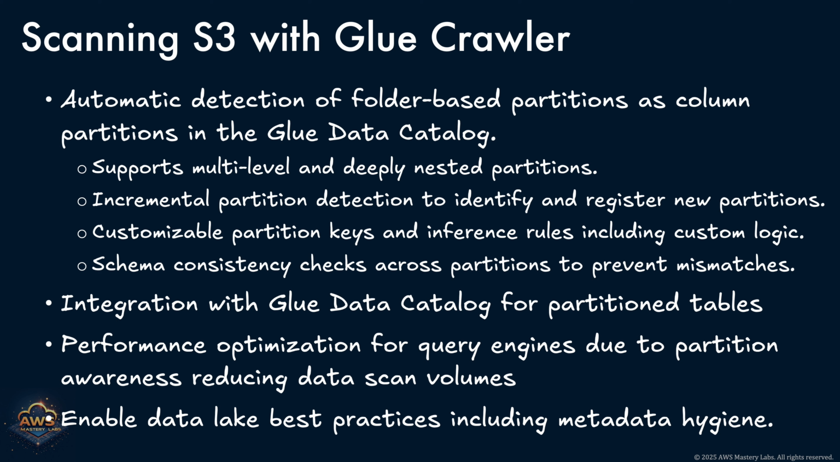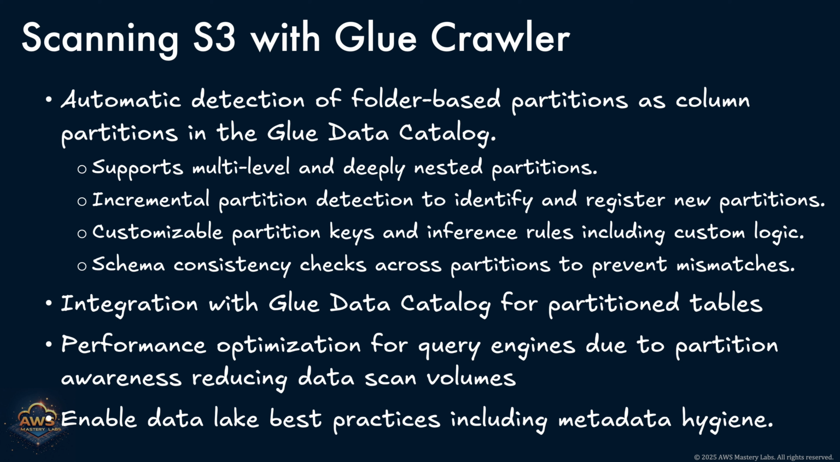As new data lands in your S3 bucket, crawlers can perform incremental partition detection. That means they only scan and register new or modified partitions since the last run, making the process faster, more efficient, and cost-effective. You also get flexibility with customizable partition keys and inference rules. If your folder naming doesn't follow the typical key equals value pattern, you can define custom logic to ensure partitions are correctly recognized and labeled.